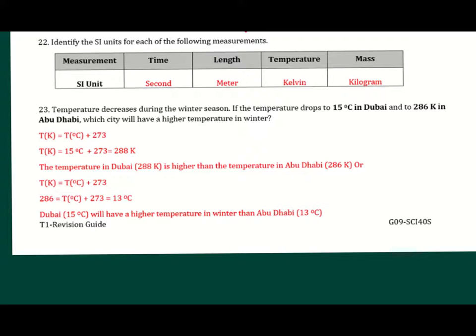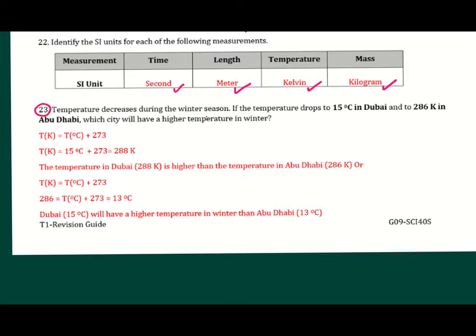Identify the SI unit for each of the following measurements. As we have just said, the SI unit for time is second, for length is meter, for temperature is Kelvin, and for mass is kilogram. And take care of spelling mistakes. Spelling mistakes are not accepted when you are writing the unit or scientific terminology.